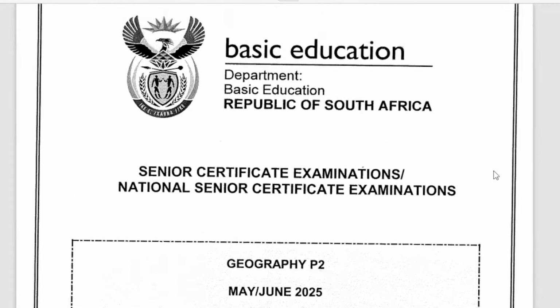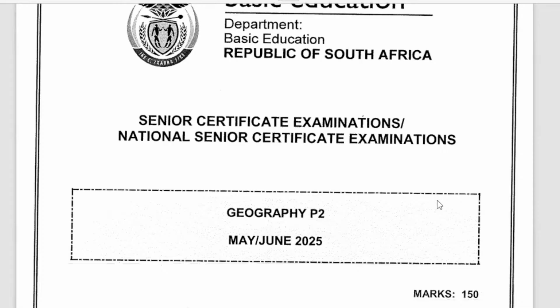Right. We are going to go through the paper and try to discuss the possible responses to the given questions. We try to justify why we are opting for those responses as the correct responses. And as usual, we understand that our geography paper 2 still has the same format.